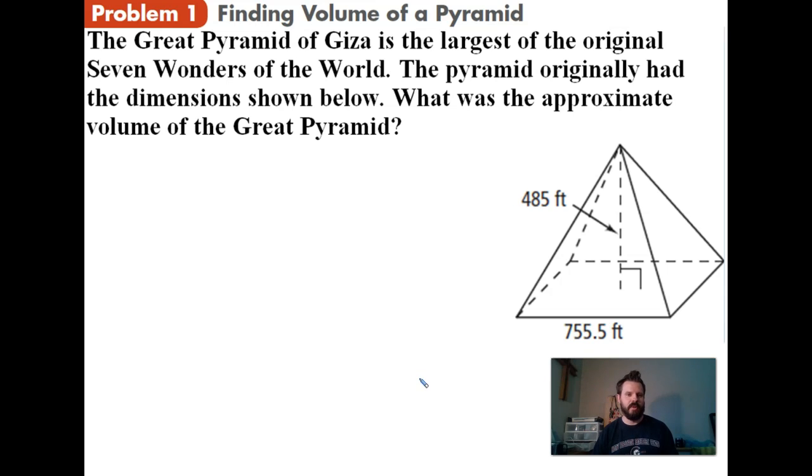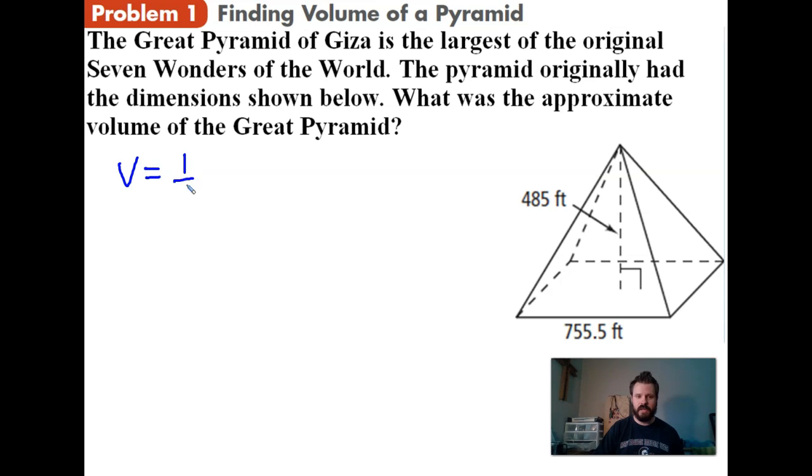And let's do that in a problem. Okay, a little applied problem for you. It says the Great Pyramid of Giza is the largest of the original 7 wonders of the world. The pyramid originally had the dimensions shown below. What was the approximate volume of the pyramid? Okay, what's the volume of this pyramid here?